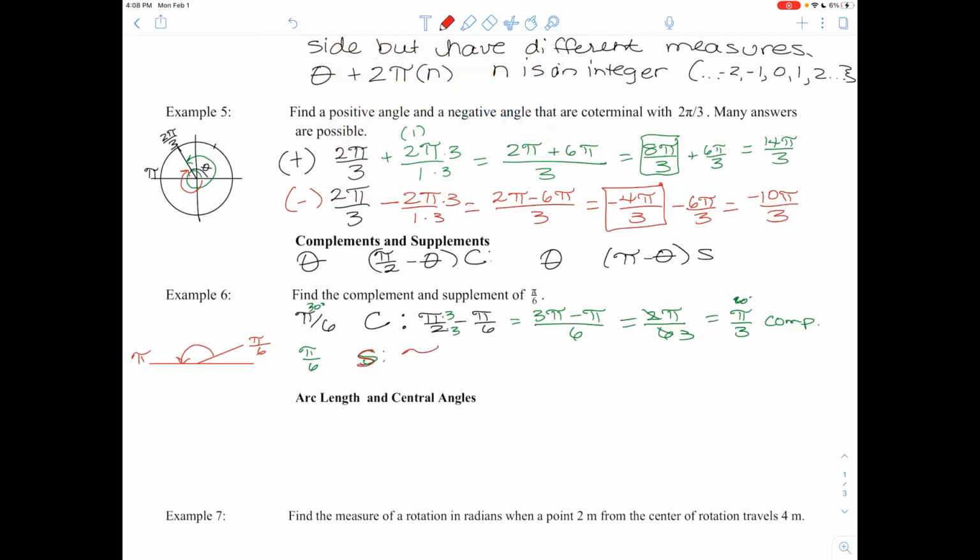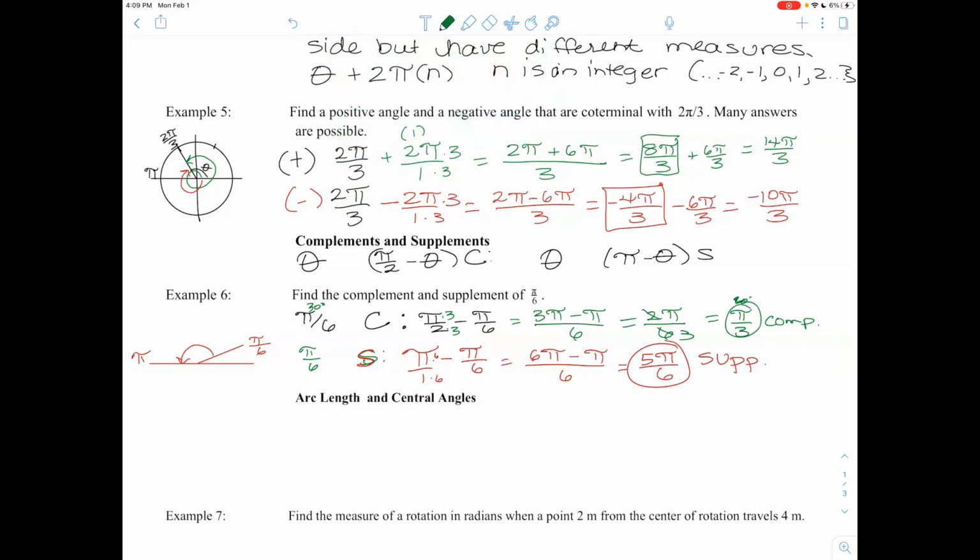So we're going to do pi minus pi over 6 so that we can find the supplement of pi over 6. So again, we'll put a 1 under that and then give them common denominators, times 6. So that's 6 pi minus 1 pi all over 6. And that would give us the value 5 pi over 6. And that can't be simplified. And therefore, there is your supplement. So there's your supplement and your complement.